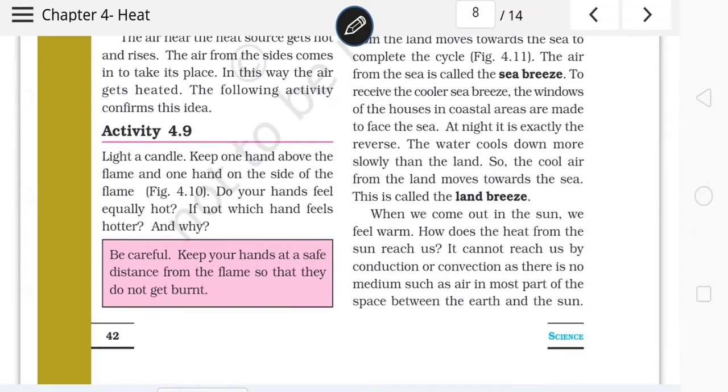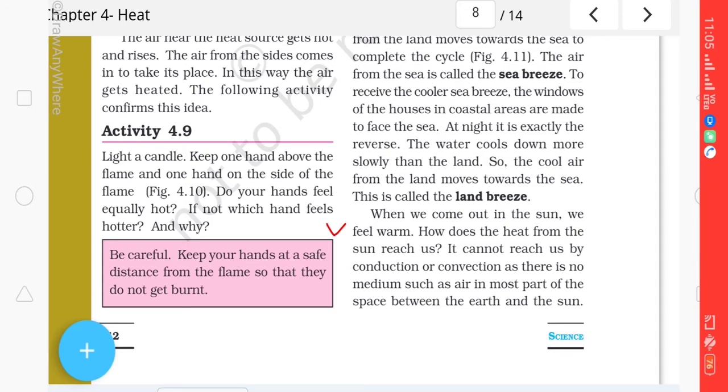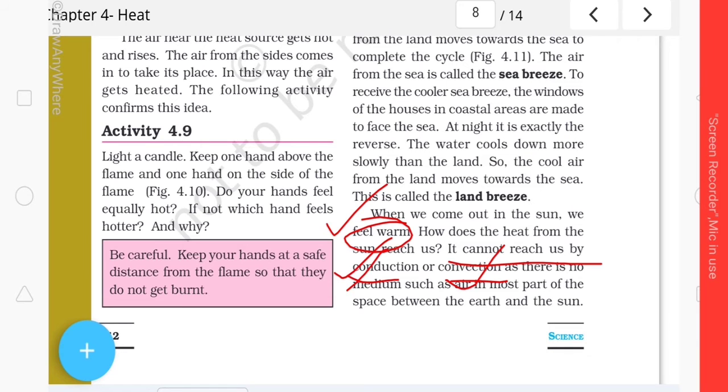Now let's see what is radiation. For that we need to know this. When we come out in the sun we feel warm. How does the heat from the sun reach us? How are we feeling warm? It cannot reach us by conduction or convection. So if it is not conduction or convection, then what process is taking place here?